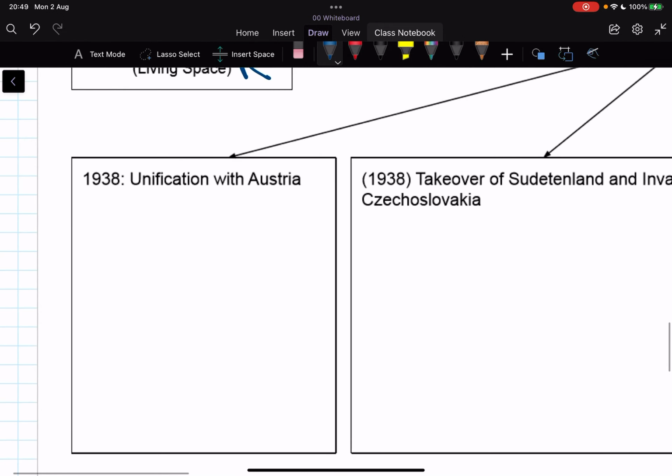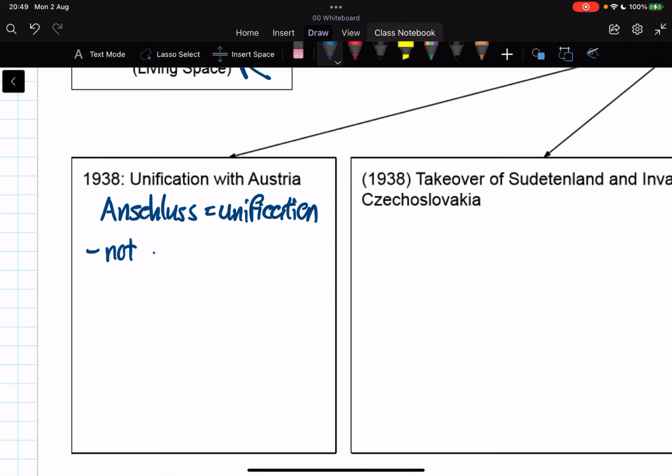Now, let's look at what happens in 1938, where there's going to be an Anschluss with Austria. Remember, Anschluss means unification. According to the Treaty of Versailles, it was not allowed. They were not allowed to unite Germany and Austria. However, Hitler's going to start to stir up trouble. He's going to ask the Nazi supporters in Austria to protest, to demonstrate, to complain to the government that they were being oppressed or bullied.